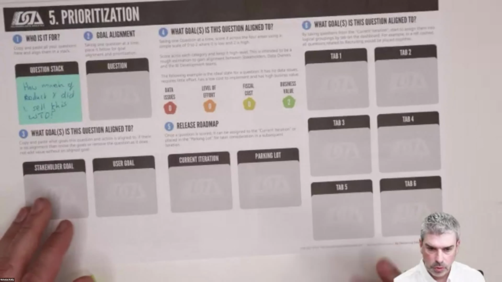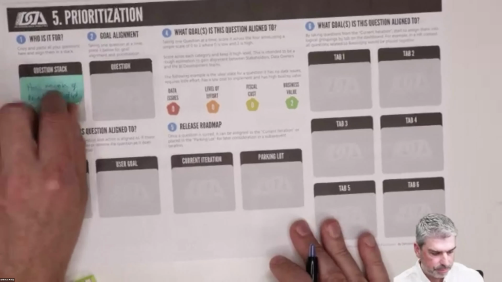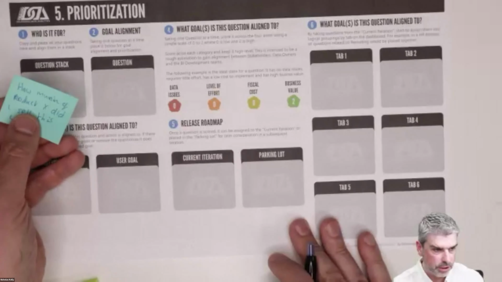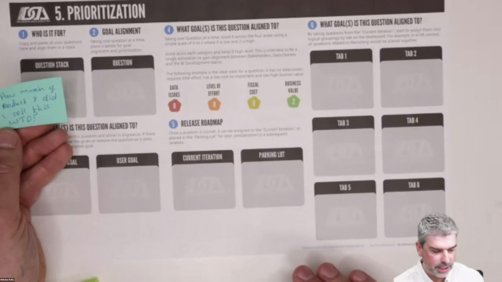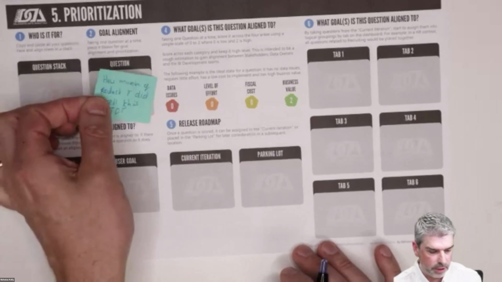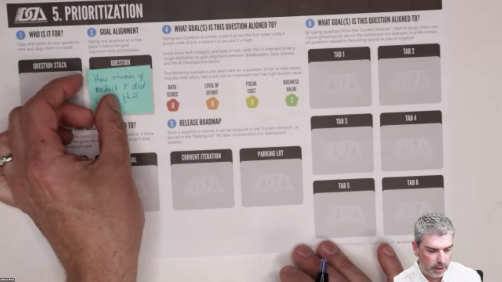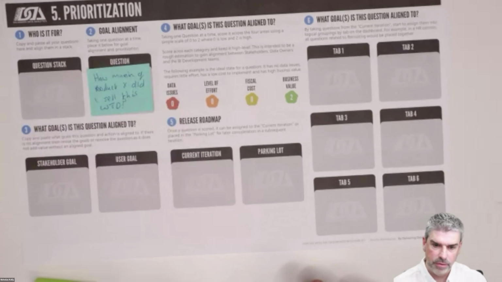So let's just walk through one of these, for example. Let's take this question: how much of product X did I sell this week to date? So let's put it in here. And now this is where I'm going to go back to the previous work we did on the templates earlier. So we're going to go back to the goals that we had.